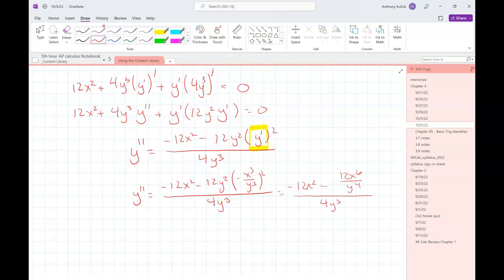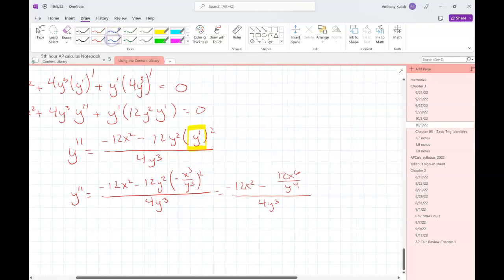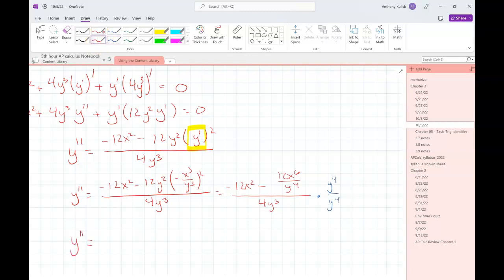Everybody okay there? And then I'm going to clear the fraction inside of a fraction by multiplying the top and bottom by y to the fourth. Now, Mr. Kulik sees some sneaky stuff that he can pull here to simplify this more. Watch this. So I notice in the numerator I have a greatest common factor of negative 12x squared.